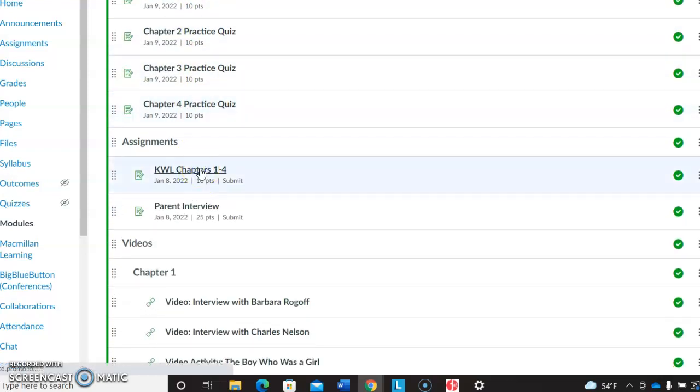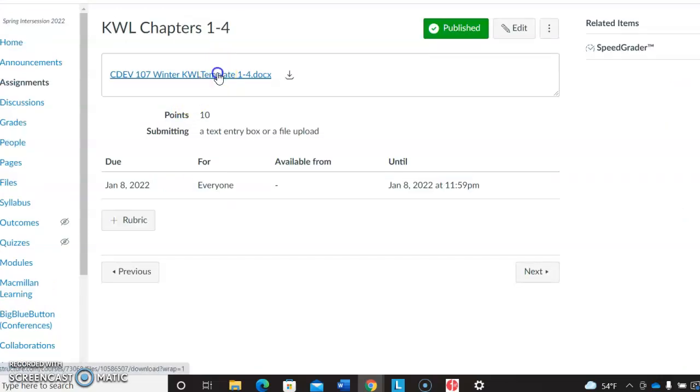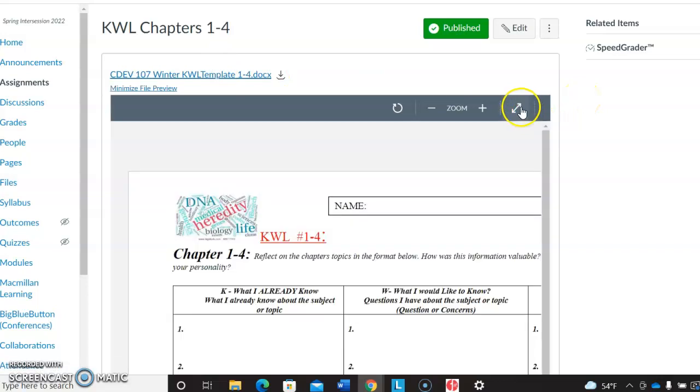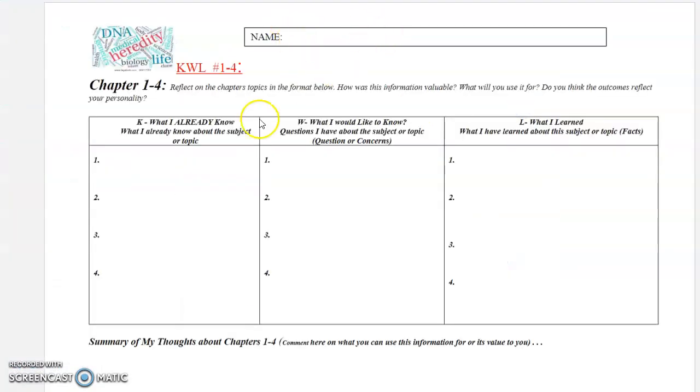And your assignments, let me show you the template for the KWL that I provide for you. You need to type in this, and this is what you will submit. So you can type right in here. You'll type in your name, and this is reflecting on the chapters. So how is this information valuable? What will it be used for? Do you think outcomes reflect your personality? This is your summary of thoughts.